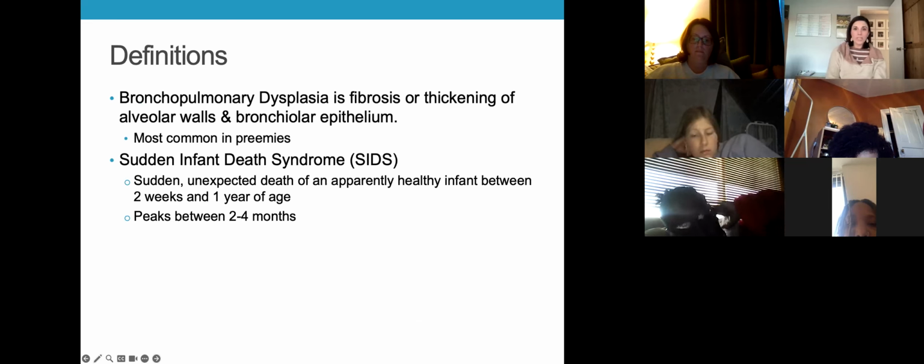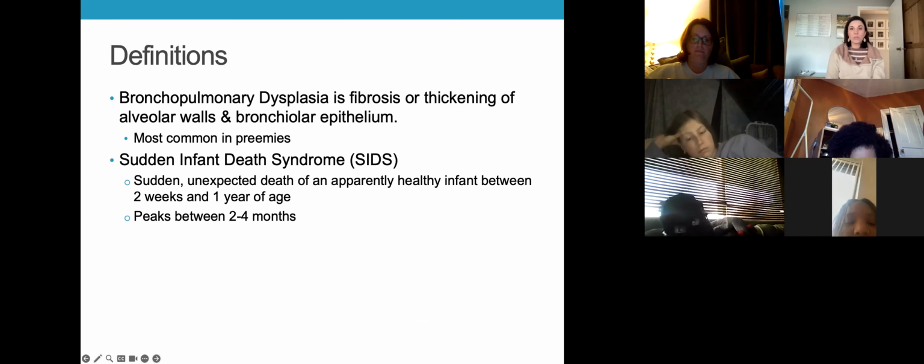Bronchopulmonary dysplasia is fibrosis or thickening of the alveolar walls and bronchiolar epithelium. So we see this most often in our premature infants, especially when they have been on mechanical ventilation for an extended period of time. So having that constant beating on their lungs, trying to keep them alive, causes barotrauma, and then the body compensates by making this fibrosis or thickening to help combat that barotrauma. So we see it a lot in our preemies, especially if they've been on a ventilator for a long time.